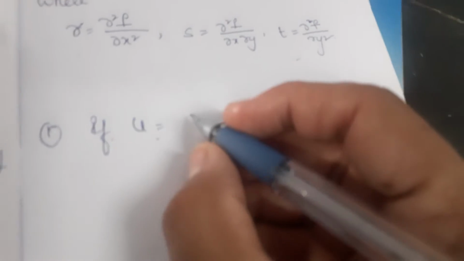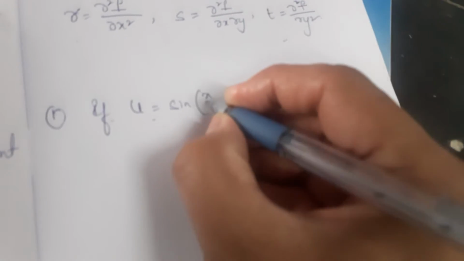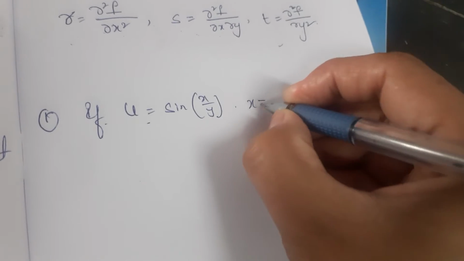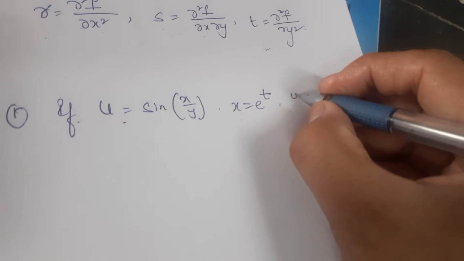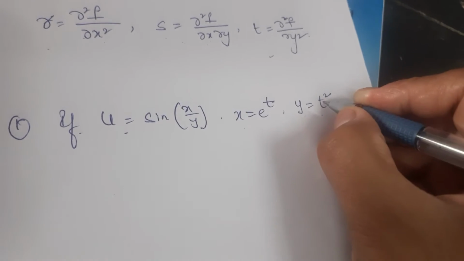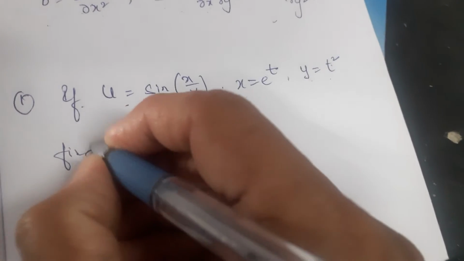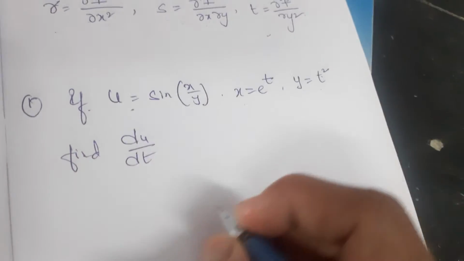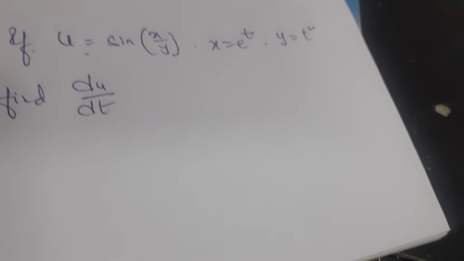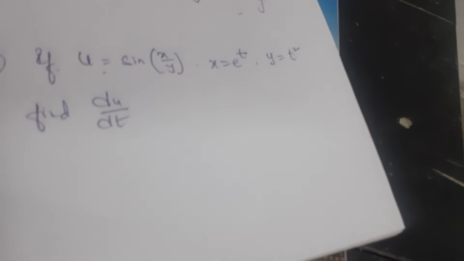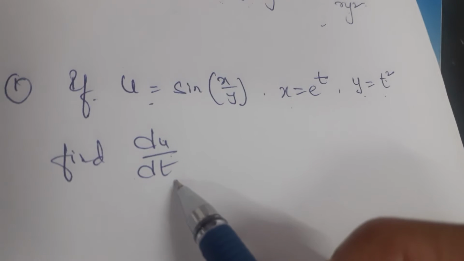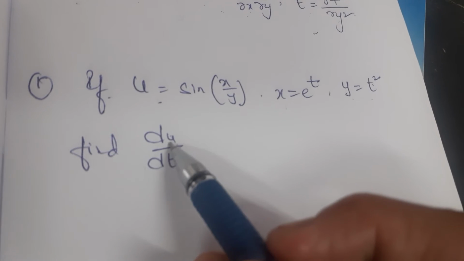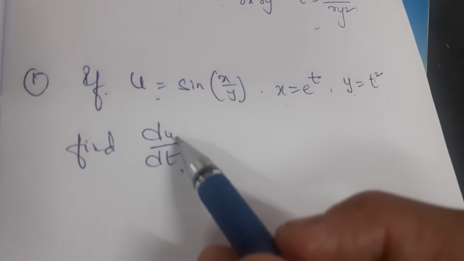If U is equal to sin of x by y, where x is equal to e power t, that means x is a function of t. Y is equal to t square, that is, y is a function of t. Then find du by dt. So what is this type of function? We call it, students, a composite function.